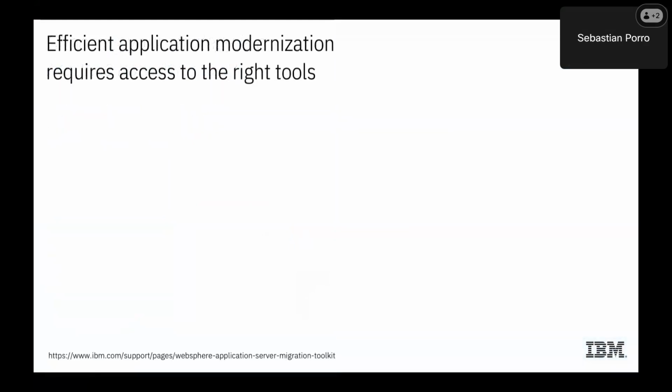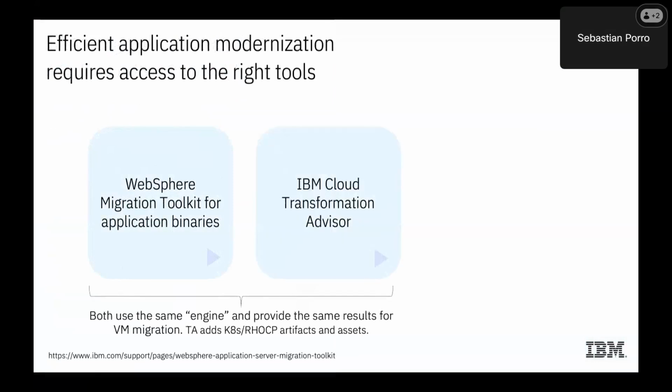But let me focus at least a couple of minutes on the tooling, because efficient application modernization requires access to the right tools. And in order to do that, we from IBM provide a couple of very efficient tools, such as the WebSphere Migration Toolkit for Application Binaries and Transformation Advisor, in order to address these first initial steps of evaluating and getting an assessment of the customer environment and the applications they have there, and providing guidelines on how to move those applications to new environments.